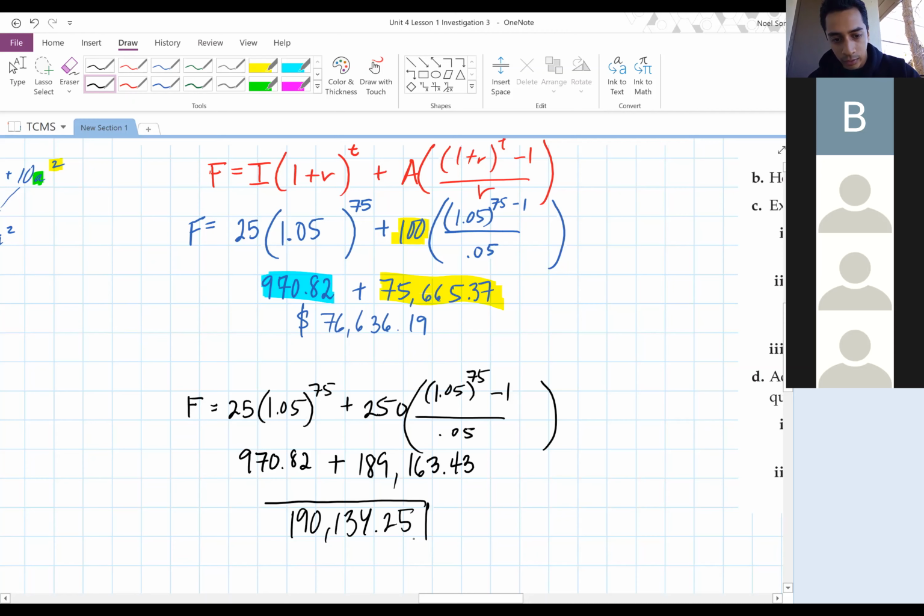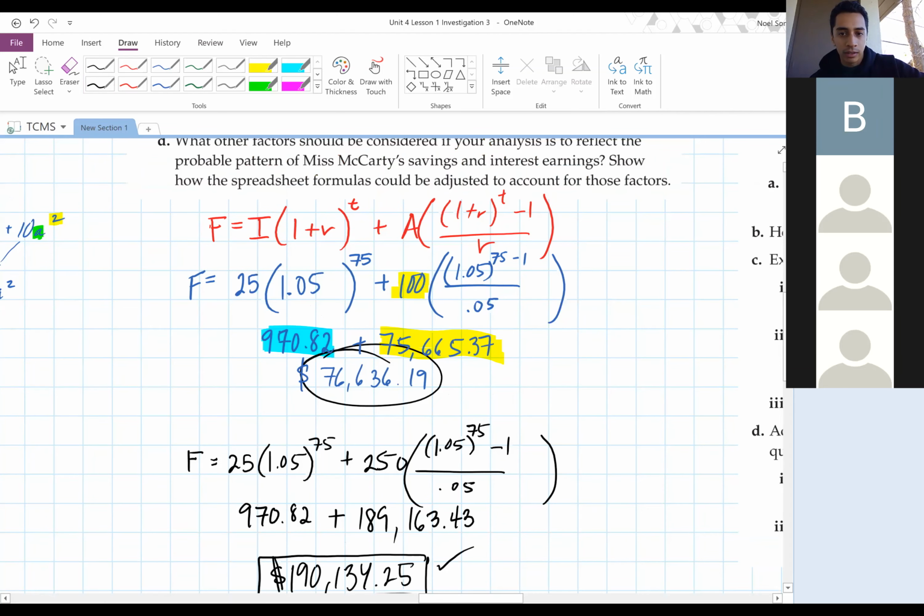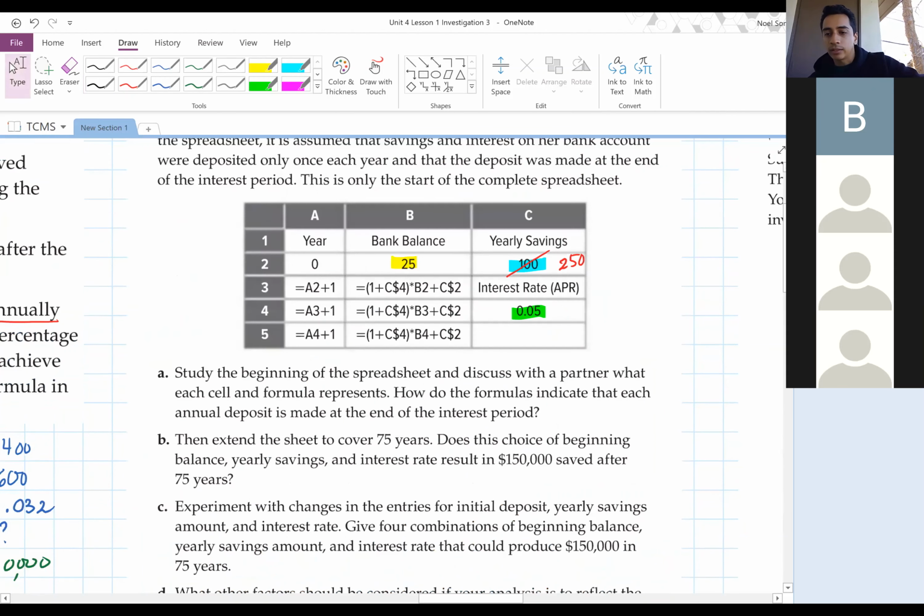So what might not seem like much, after the course of 75 years, is quite a lot, right? $100 barely gave her about 1,000 a year versus 250. This is where she's at. Okay, so now that you have an idea of how that works, it's a relationship between the three things: the APR, what you start with, and the yearly savings. The two biggest factors really are dependent on the rate and the yearly savings.